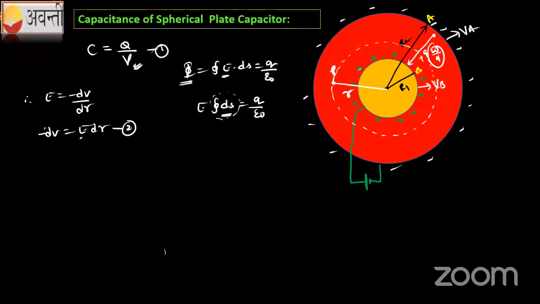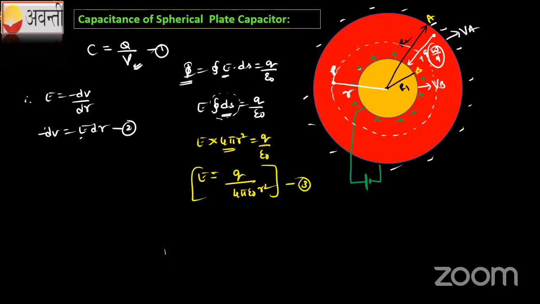Okay, I will write only. E into area of the sphere is nothing but 4 pi r square is equals to q divided by epsilon naught. 4 pi r square is the area of the sphere. Correct now? Then E value take right hand side, then it will become q divided by 4 pi epsilon naught into r square. Done, right? Up to this point, I think everybody got the things what I derived.